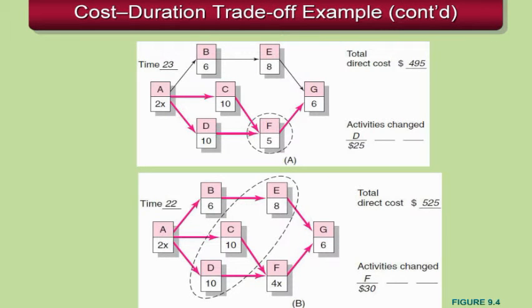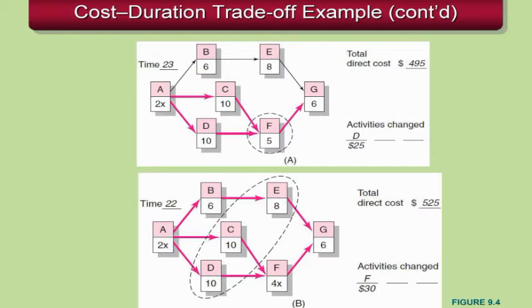Okay, things get a little more confusing probably at this point, but if you look at the top slide, here you can see that when compared to the last screen, we reduce D from 11 days to 10 days, reducing our time from 24 to 23 days. The cost of doing that was $25, as noted in the lower right-hand corner.